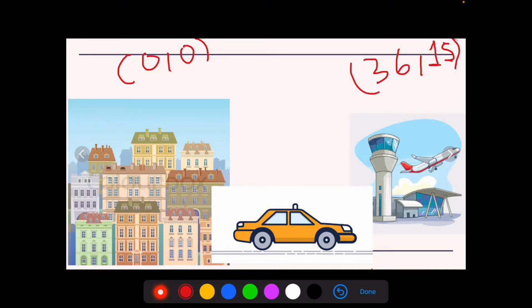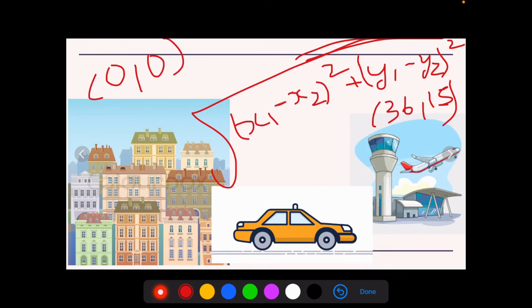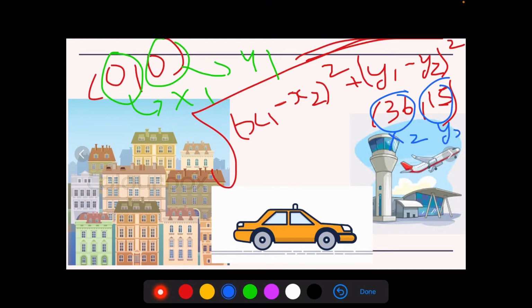Now we have two coordinates, and we have to find the distance between them. In order to calculate the distance between their house and the airport, we have the distance formula, which is the square root of (x1 minus x2) the whole squared plus (y1 minus y2) the whole squared. This is x1, this is y1, and this is x2, and this is y2.